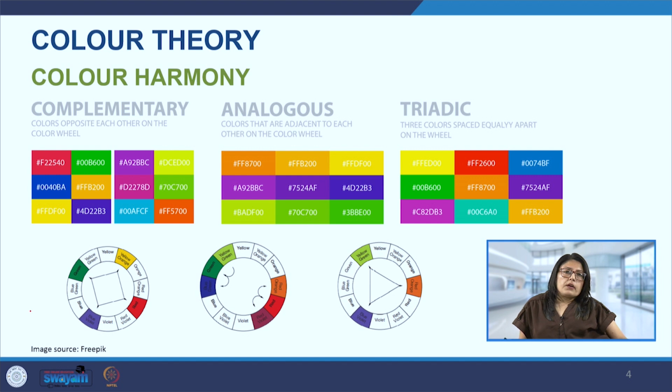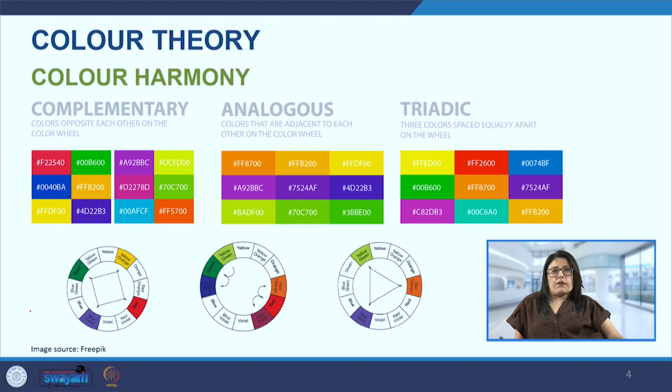Now these complementary colors sit on the opposite side of the color wheel. So we can see here that complementary colors are, for example, red and green because they are on the opposite side, and also we can see yellow and blue. Now analogous colors are the colors which sit next to each other. They are neighbors on the color wheel, and we can see here orange, yellow, so these are the analogous colors and these create the analogous harmony.